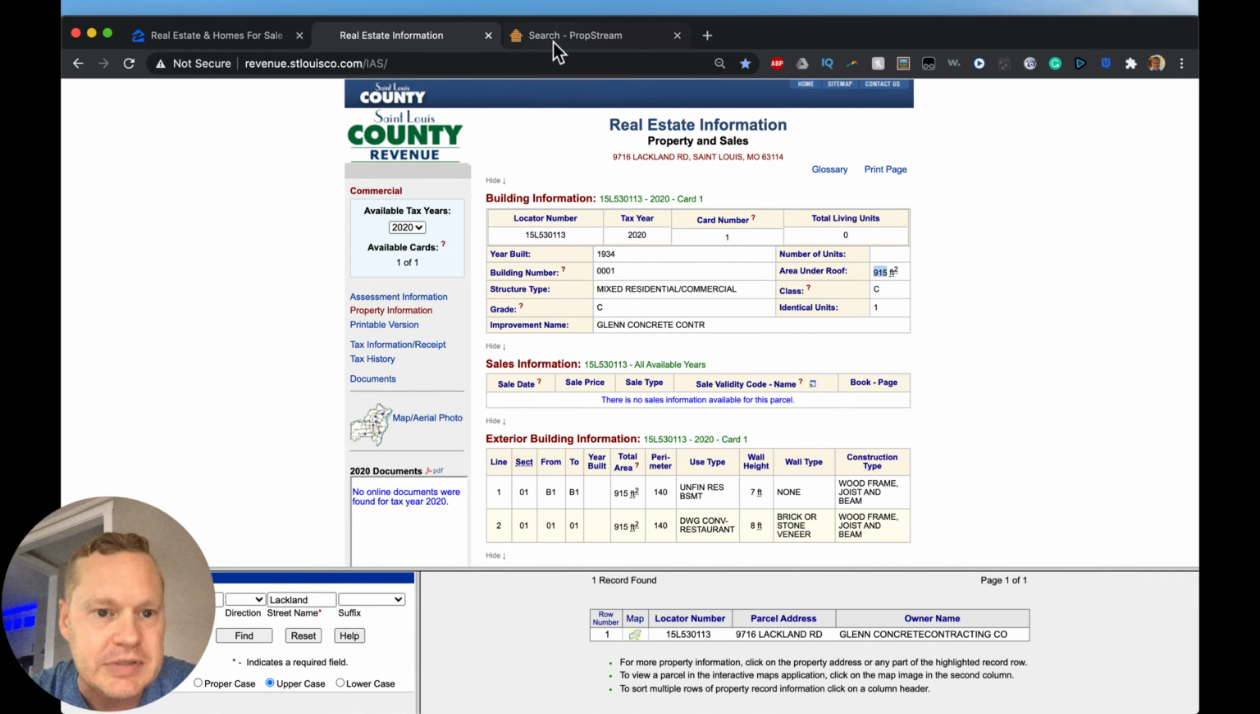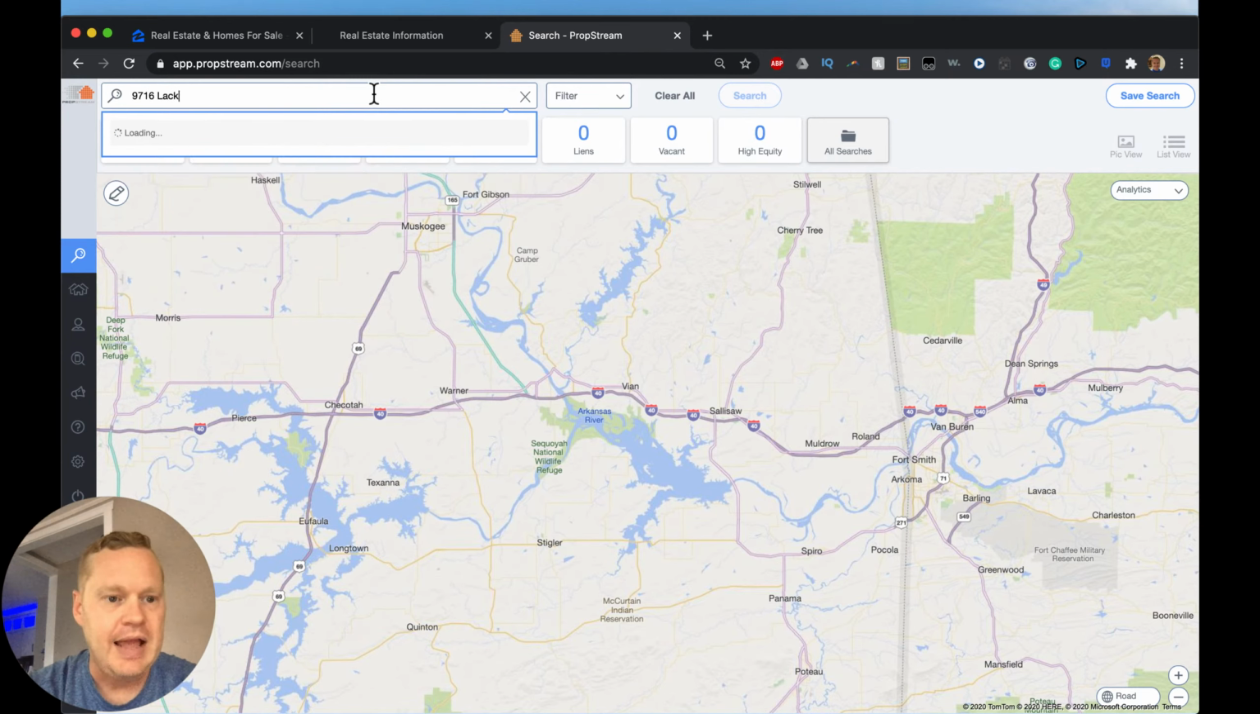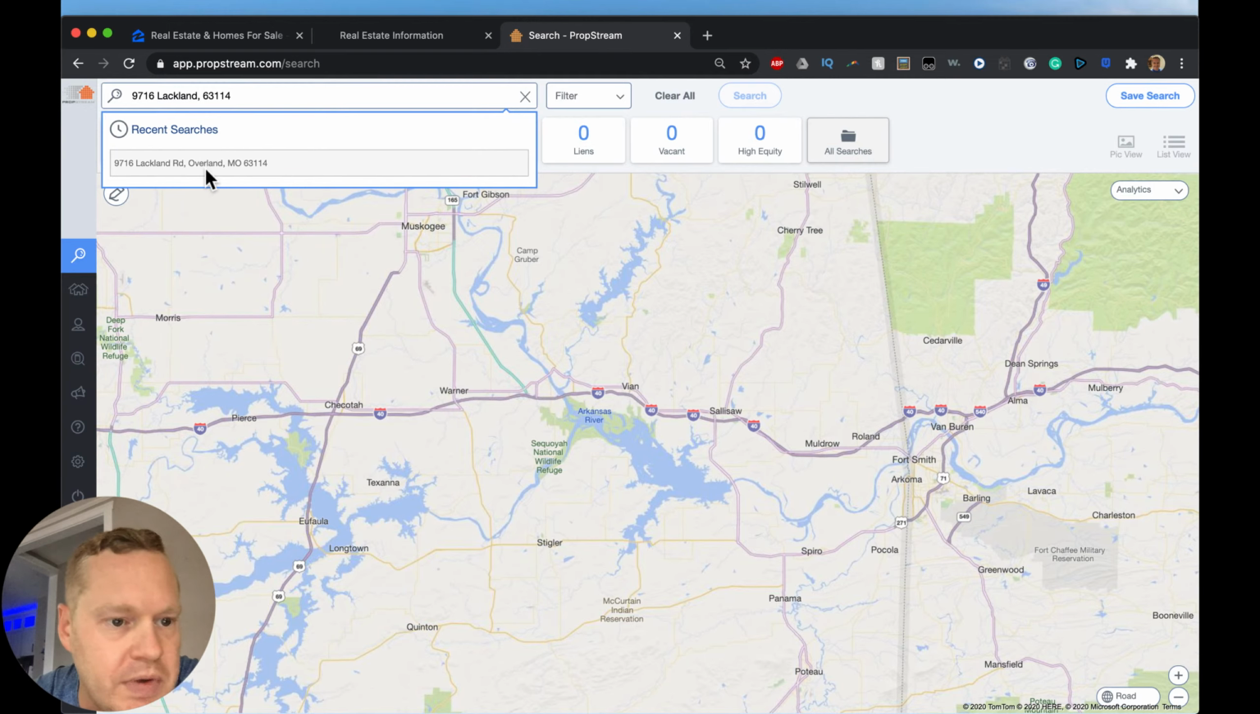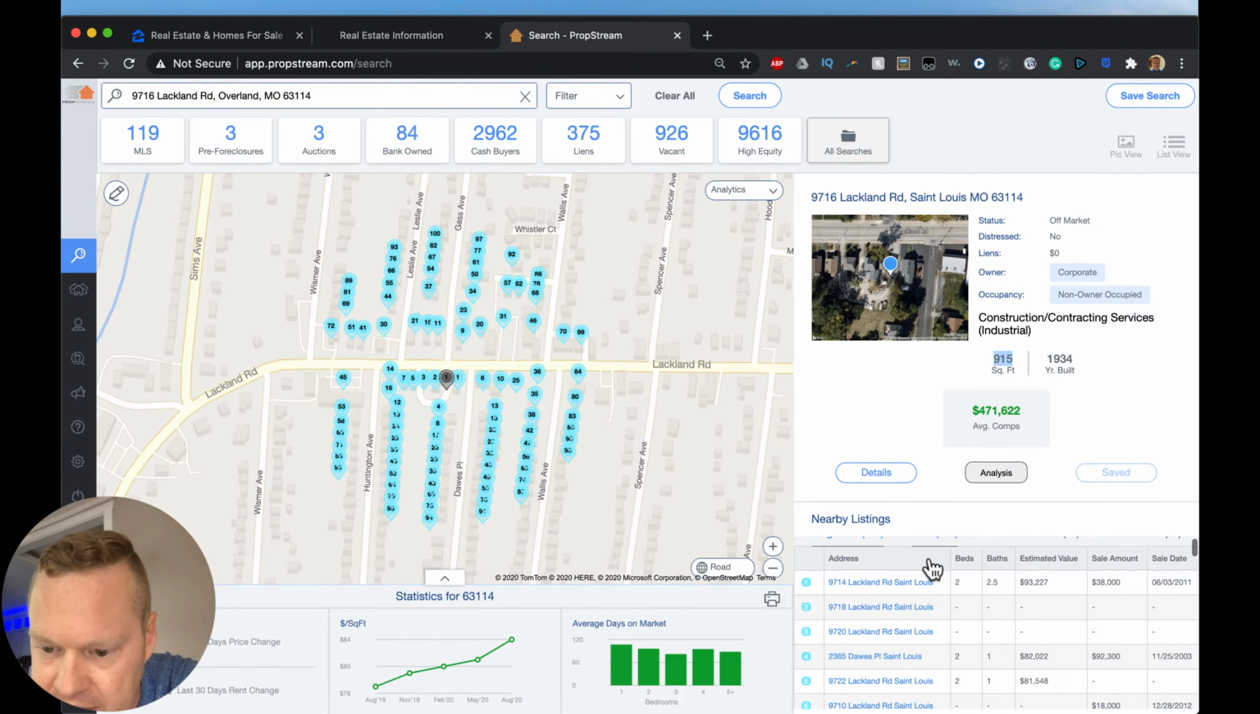All right, so let's look in PropStream at these same properties. 9716 Lackland, 63114. So I am going to search for that property here. And PropStream is really fun. It's easy to do, very, very quick. So this one says status off market, distressed no, corporate owned, occupancy non-owner occupant, 915 square foot. So that's exactly what I was thinking, that it had doubled. The Zillow had doubled the square footage, making it not very accurate.